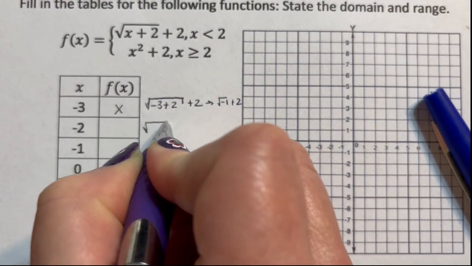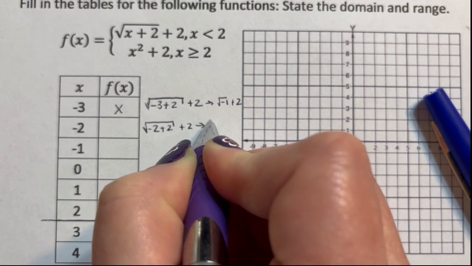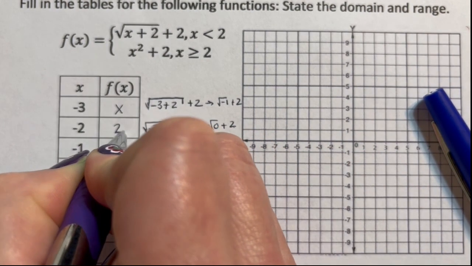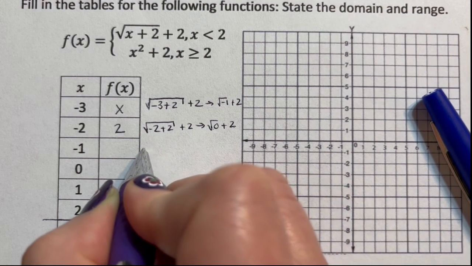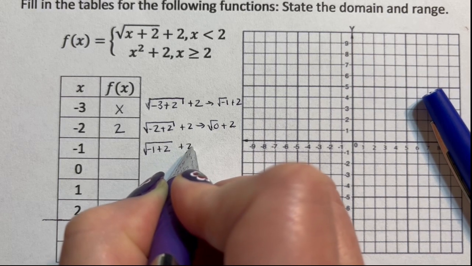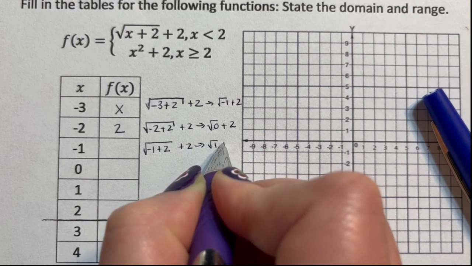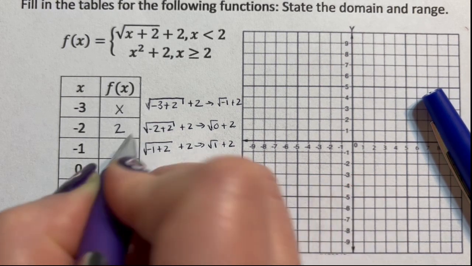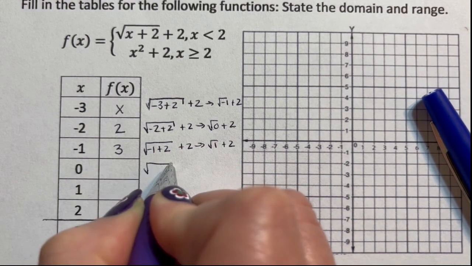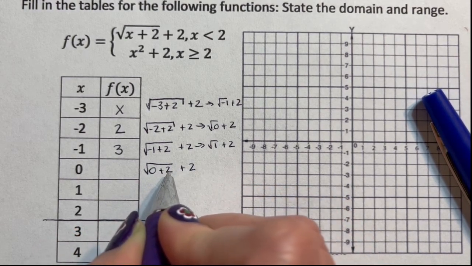Then we have the square root of -2 plus 2, plus 2, which is the square root of 0, plus 2. Well, that's 0, plus 2. This is going to be 2. Then we have the square root of -1 plus 2, plus 2. Well, this is 1, the square root of 1 is 1, plus 2 is 3. Then we have the square root of 0 plus 2, plus 2. So this is going to be the square root of 2, plus 2.